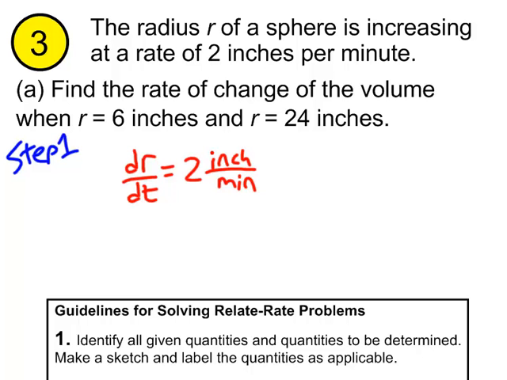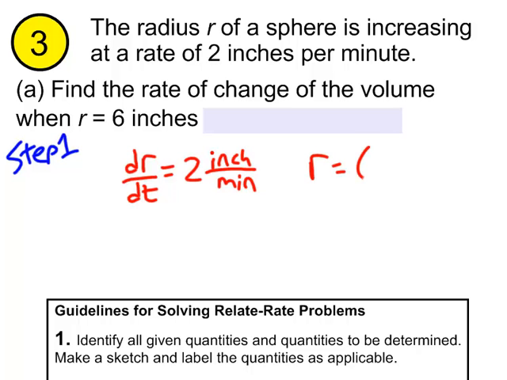Okay, what else is given to us? Here we are told that the radius is 6 inches. And let's handle that as a separate problem from the 24-inch case. So let's just cover that up and focus on the 6 inches. That is just a straight radius there. That's not a rate. So we'll say r is 6 inches at a certain point in time. Okay, and that's what's given to us.